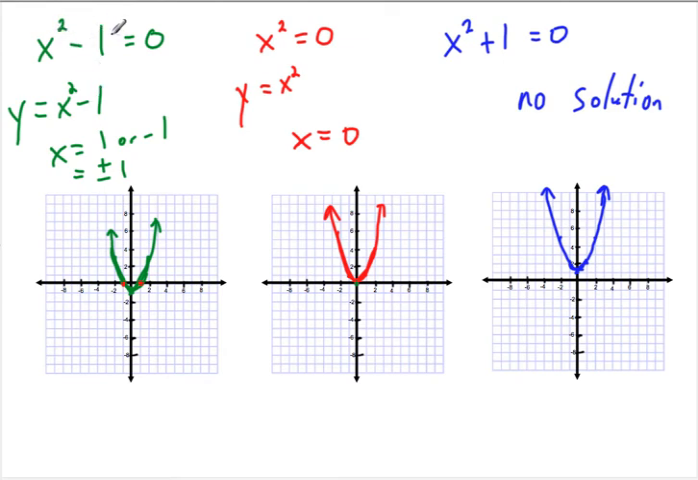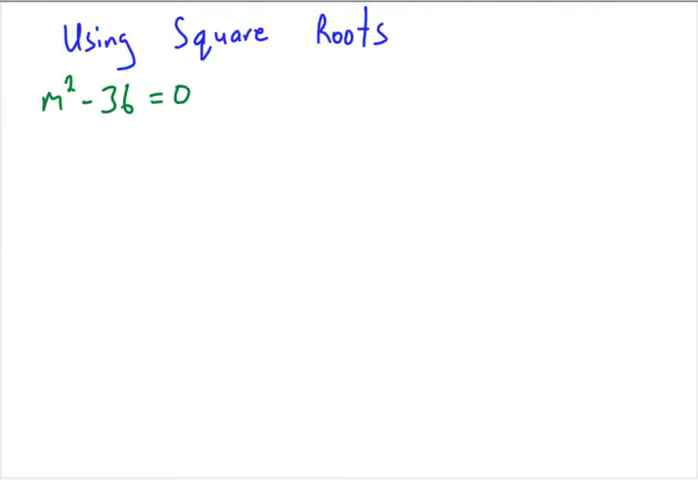1 times 1 minus 1 is 0. Negative 1 squared minus 1 is 0. And here, 0 squared equals 0. We'll talk in a moment why this one has no solution, but you can see that it doesn't graphically. Another way you can solve these equations is by using square roots.